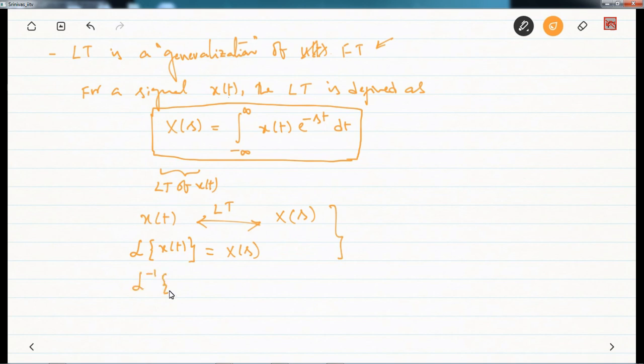And the Laplace inverse of X(s) is x(t). So we'll come to the inverse Laplace transform a bit later. So this is all the notation. Whenever we write like this, that means for x(t), X(s) is the Laplace transform, and for X(s), x(t) is the inverse Laplace transform. Similarly, if I write L and within brackets x(t), we are taking the Laplace transform of x(t), that is equal to X(s), and L inverse represents the inverse Laplace transform. So this is the notation you should remember.